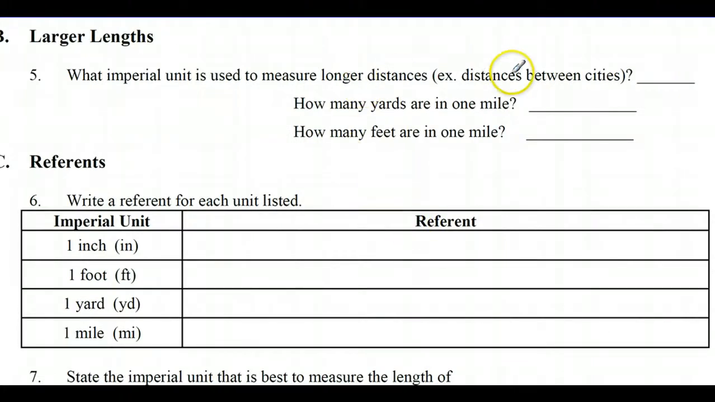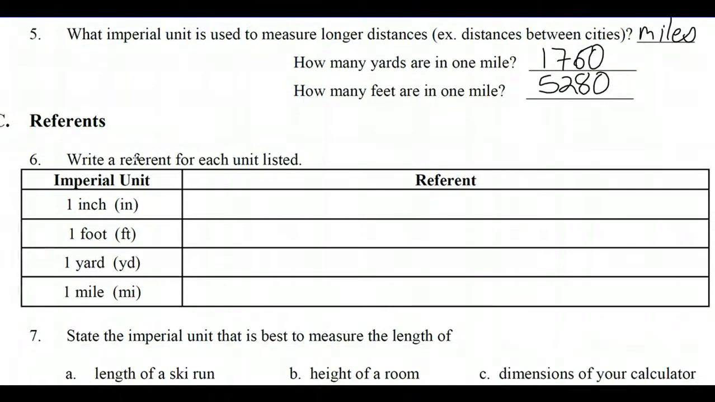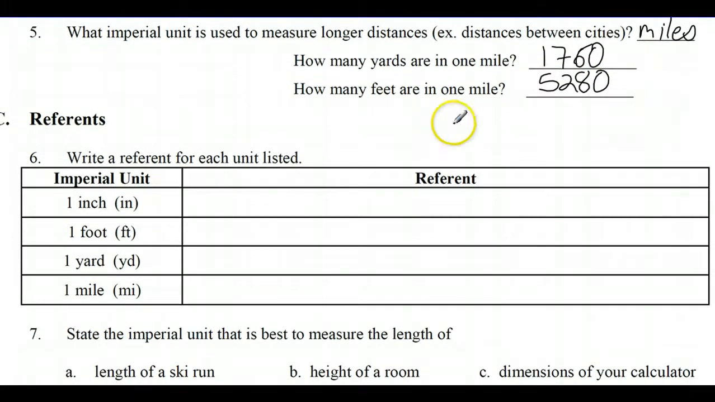Larger lengths. What imperial unit is used to measure longer distances? Okay, this we all know. It's miles. How many yards are in 1 mile? There are 1,760. When I went to school, you had to know that. And how many feet? 3 times as many, 5,280. And when I went to school, you had to know that.